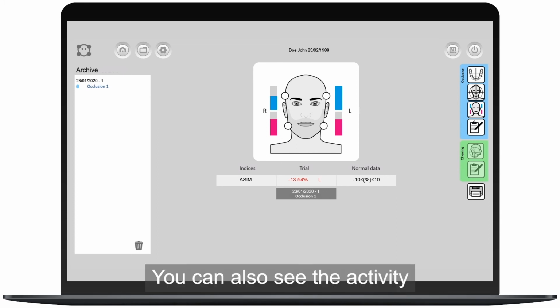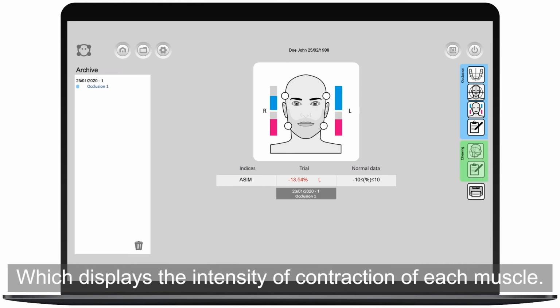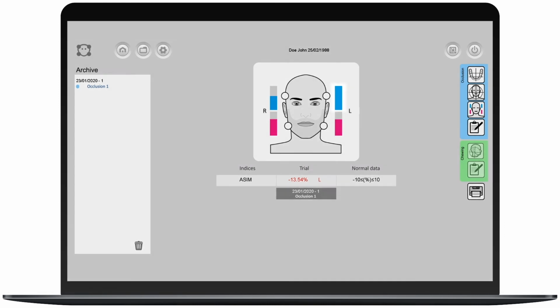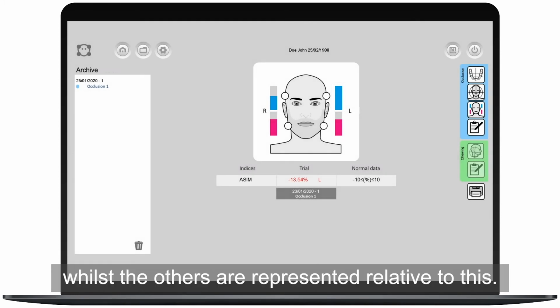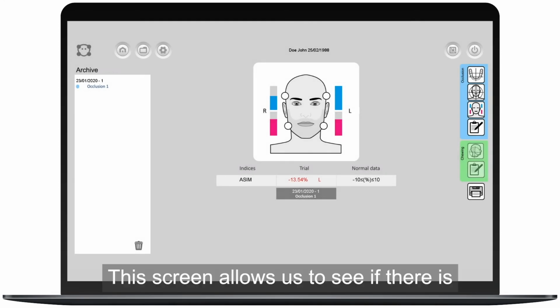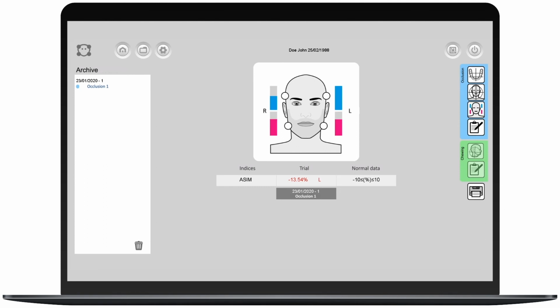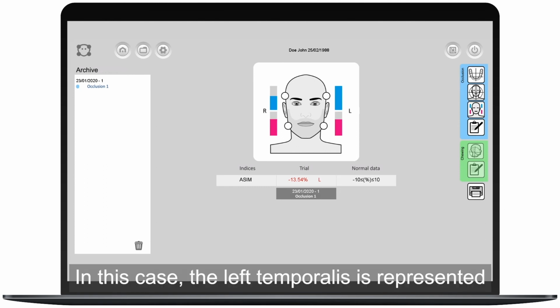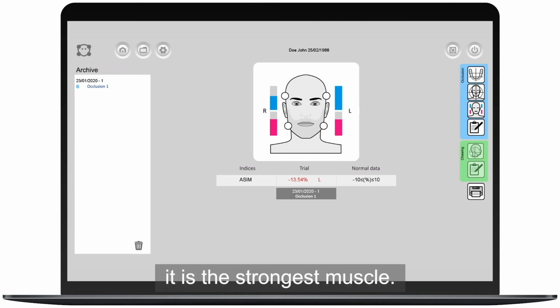You can also see the activity represented in blue and pink bars, which displays the intensity of contraction of each muscle. The full bar is the muscle which is working the most, whilst the others are represented relative to this. This screen allows us to see if there is a hyperactive or a hypoactive muscle. In this case, the left temporalis is represented with a completely full bar, so for this patient, it is the strongest muscle.